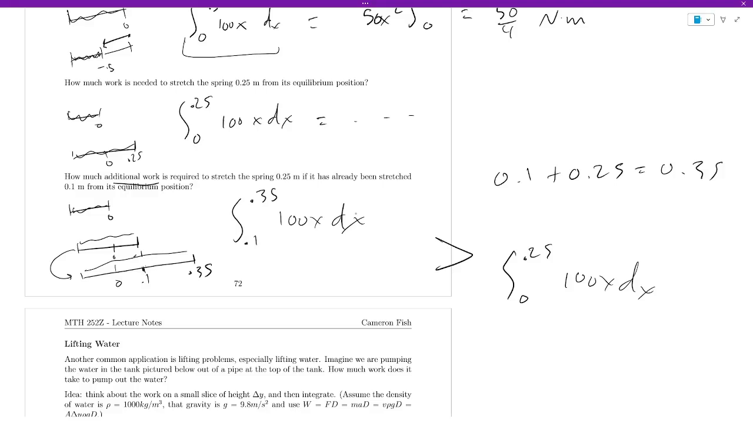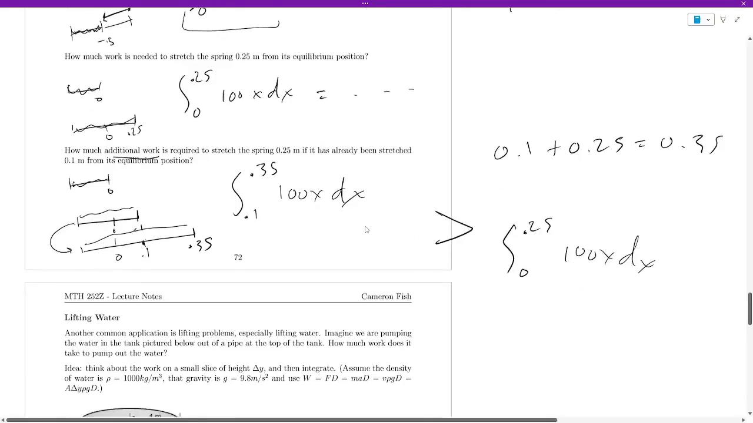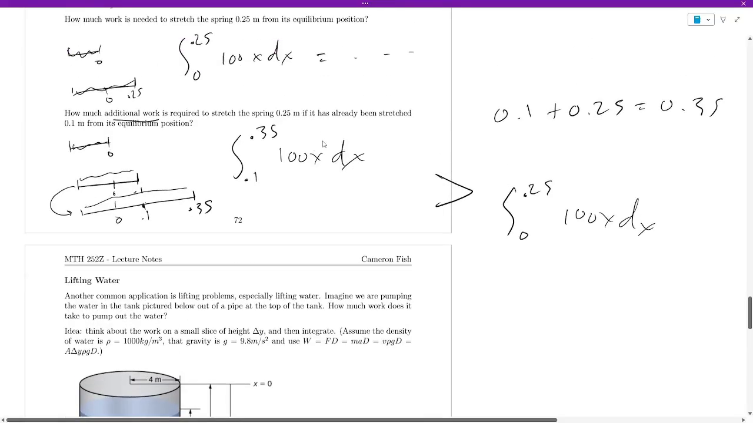This is reflecting that how hard the spring pulls depends on how far away from 0 you are. So in the first case, 0.1 to 0.35, I'm already further away. So at every moment, there's even more force than there would be at every moment in the right-hand scenario. There'd be some overlap, sure, but the total should be more. Okay, so that is springs.